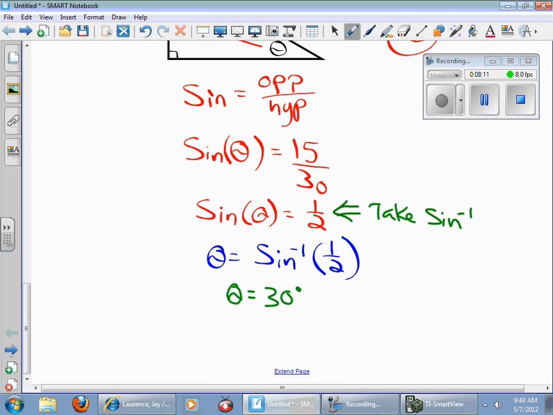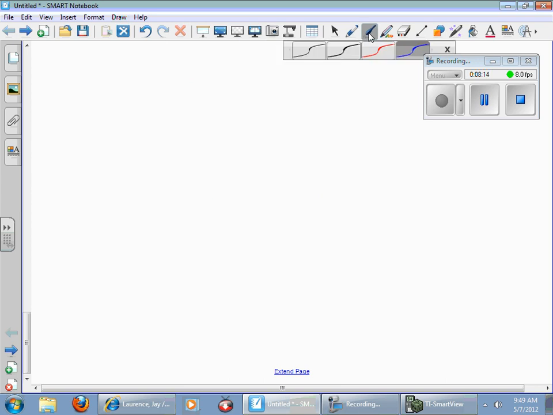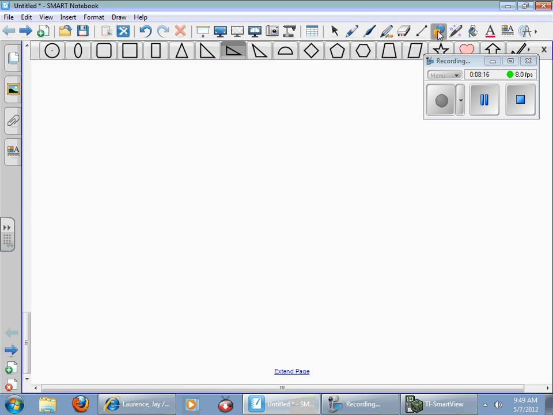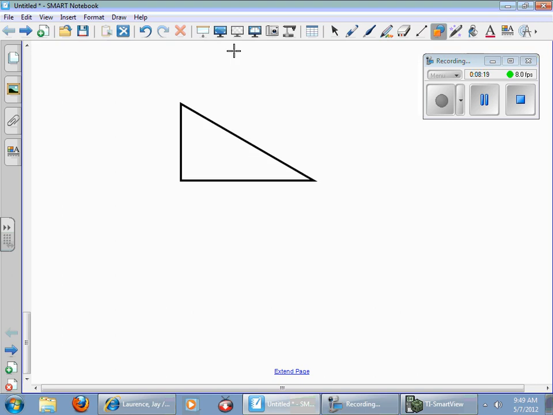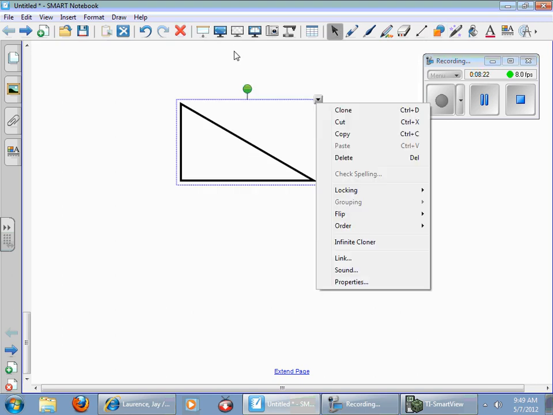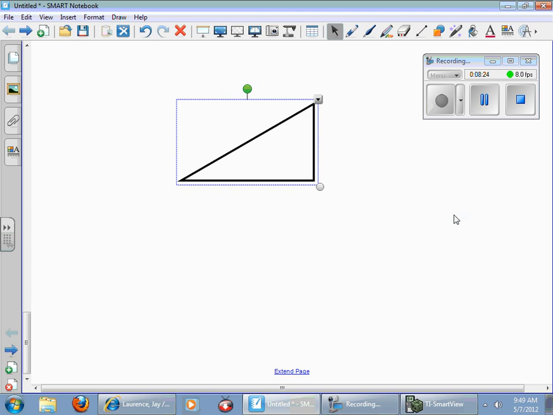Let's try one more. All right, we'll do a theta again. So let me have a right triangle here. And I'll change its orientation just so it looks different. There we go. And I will put the right angle in where it goes. C, A, and B. And I will call my hypotenuse, say, 40. And I will call this side, I don't know, 15. And then theta will be angle A. All right. So I'm going to try to figure out the measure of angle A.